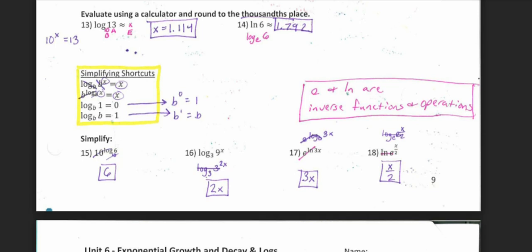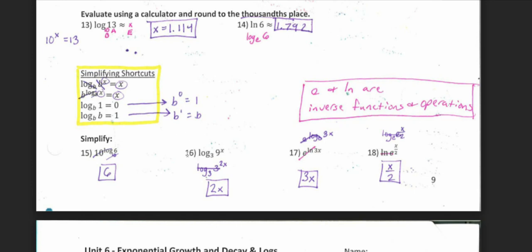All right, folks, I got cut off in that last video. So going back to number 15, this is 10 to the log of 6. Because there was no subscript written there, I can assume that this is common log of 6, or log base 10. So I wrote in that subscript, the base of 10, and that makes the canceling out of the 10 with the log base 10 a little bit easier to see. And that leaves me with just that 6.